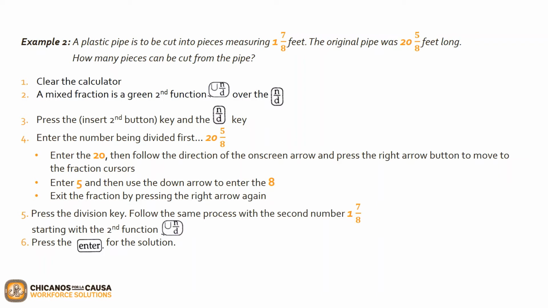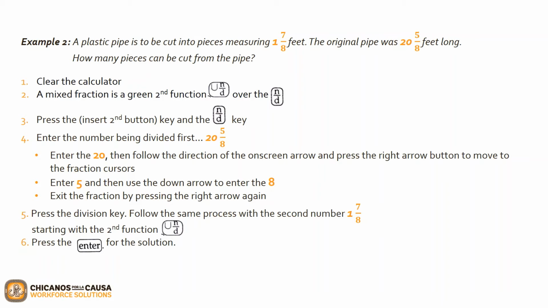What we're going to do first is click on a mixed fraction. So the mixed fraction button is going to be a green second function button over the original fraction button. So you can kind of tell these two apart because you'll notice that the mixed fraction has like a little U in front of it. So that's ideally where the whole number would go. And of course the N over D would be the regular fraction. You're going to press the insert second button key and the fraction key.